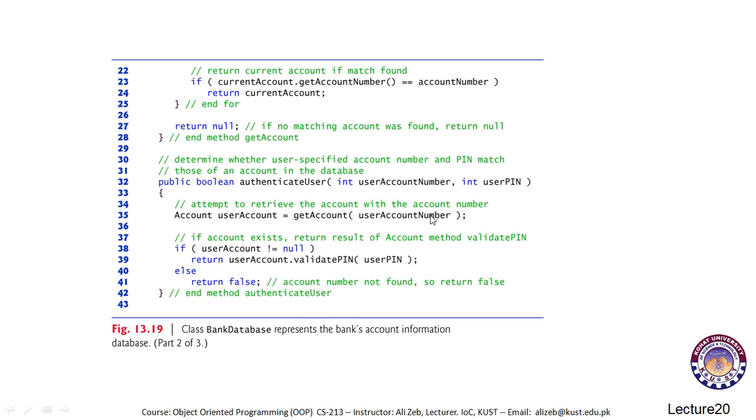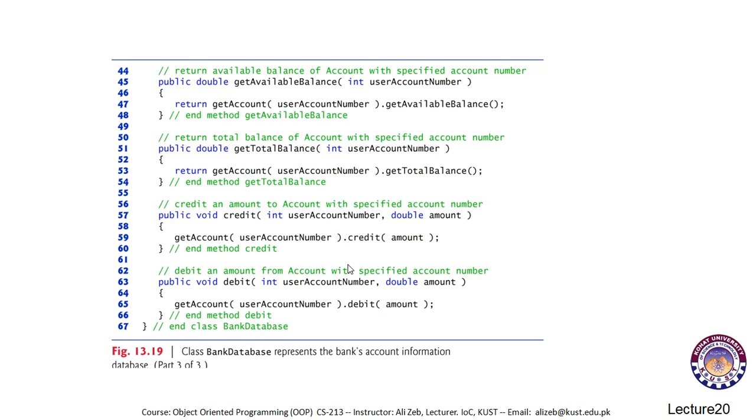Attempt to retrieve the account with the account number. Once we have it, if the account exists, return the result of the account method validate PIN. If the account number is not found, return false. If the PIN code does not match the account number, we return false. Otherwise, we validate the account number. Of course, it should not be null to be able to find a matching PIN code for that account number.